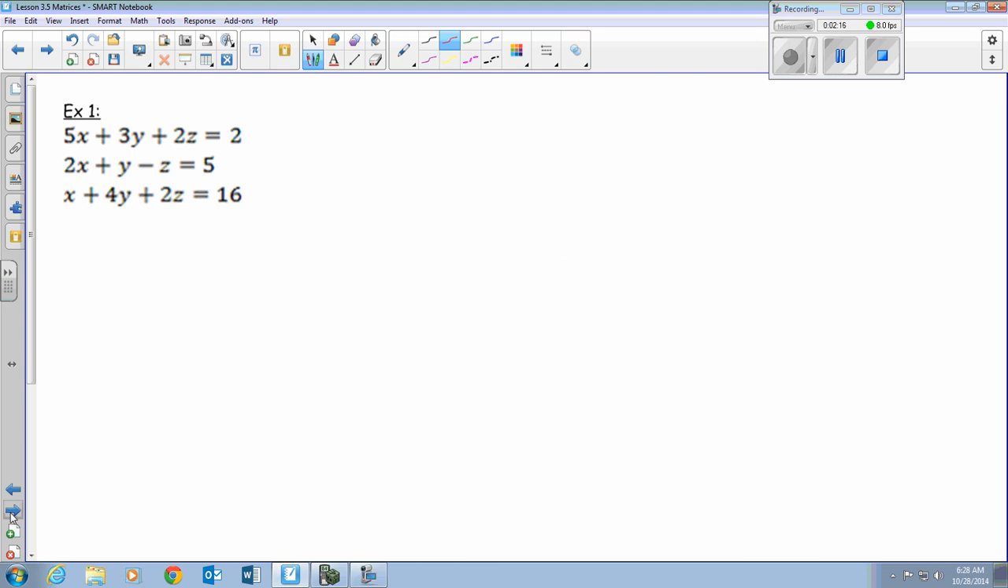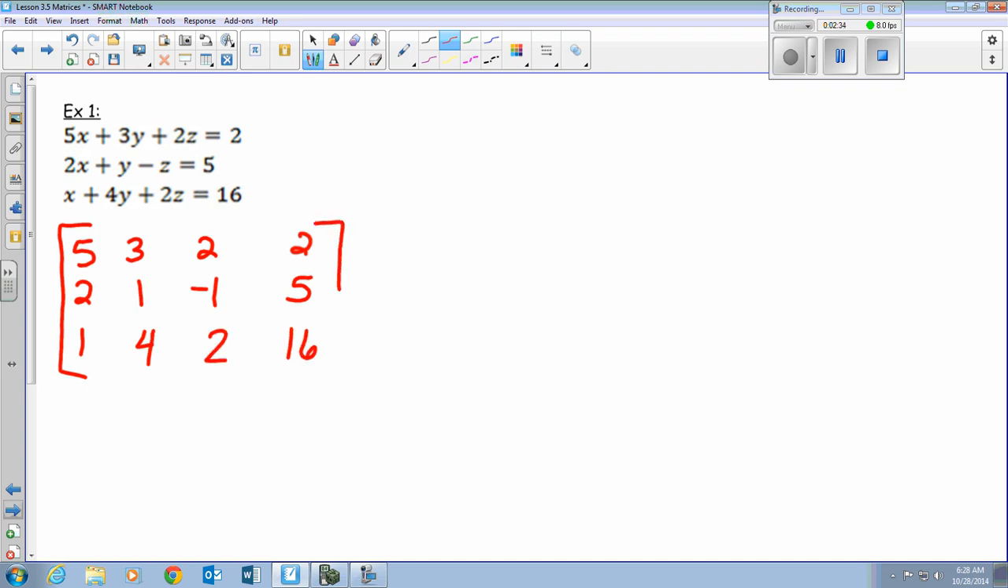We have a 3-variable system of equations. We are going to input this in matrix form. So 5x, 3y, 2z equals 2, 2x, 1y, negative 1z is 5, 1x, positive 4y, 2z is 16. Now what you've been doing is taking your matrices to row echelon form, and then you've been using back substitution to solve. Your calculator will do that as well, but your calculator will actually go a step further for you.